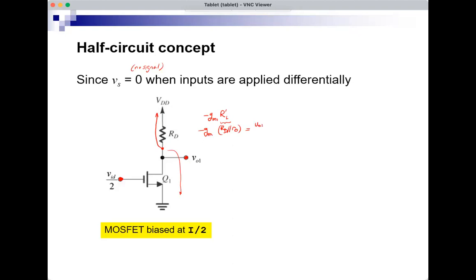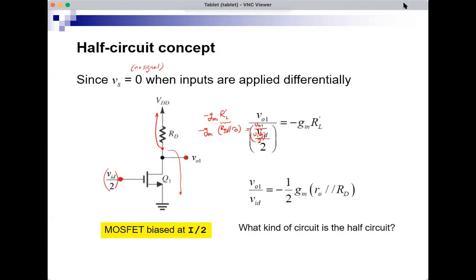So VO1 over VID over 2, because the input is VID over 2. And this gives me an equation which is exactly the same as the one we derived previously.